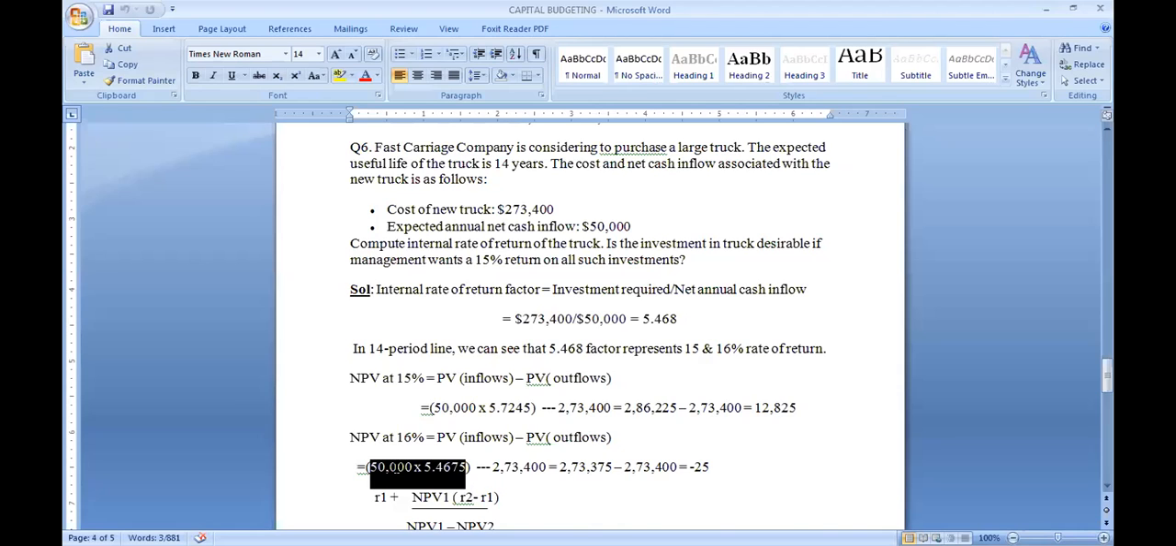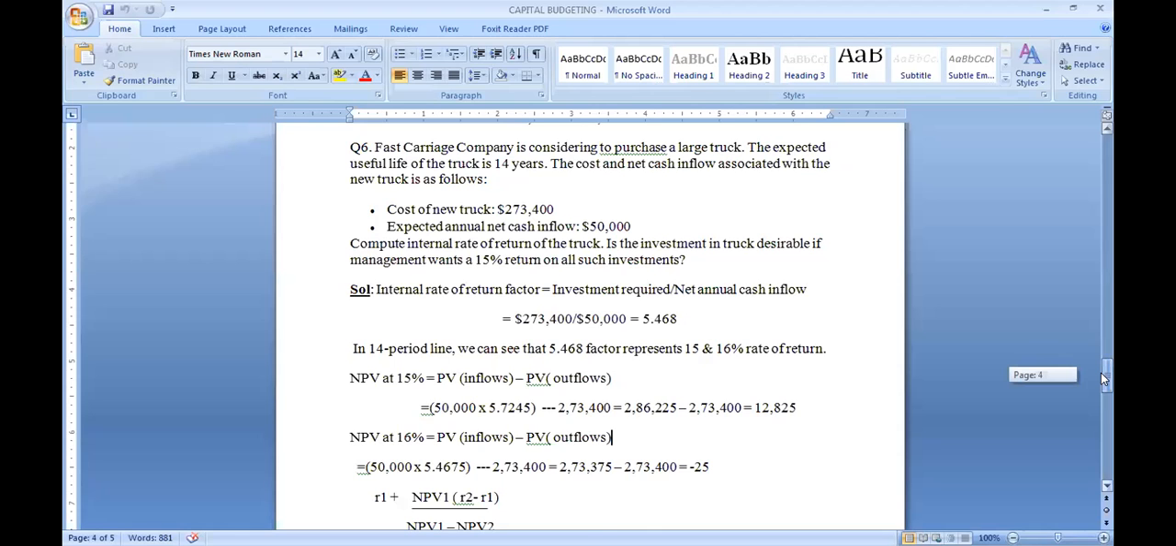So I have written 50,000 multiplied by 5.4675. Okay. And this will give me the value 2,73,375. Out of this, I will subtract present value of outflow, that is 2,73,400. Now again, inflow is less than outflows, so the value is negative. So here the NPV is negative, it's minus 25. Okay. Now we have got the two interest rates, we have got the NPV also. Now we will simply put all the values in the IRR by interpolation method.